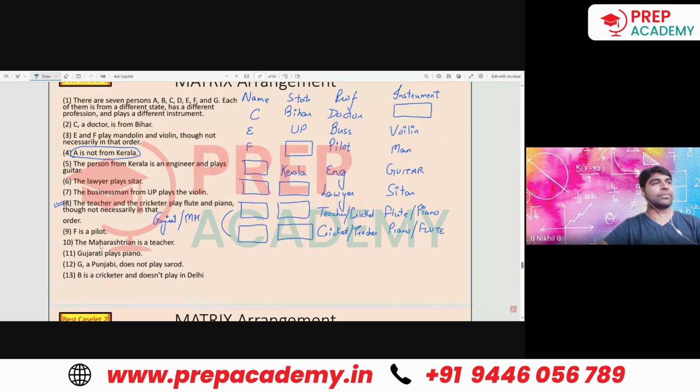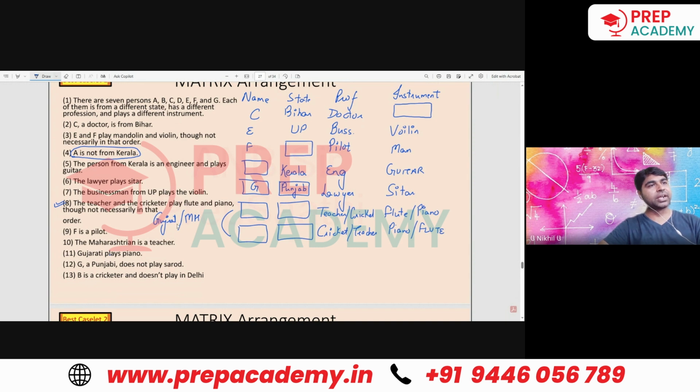Gujarati plays piano. We have done. G, a Punjabi. So G is a Punjabi. Now F is coming here, and for sure that G has to come here only because one more state is to be filled, right? G cannot come here because he would become a person from Kerala. G cannot come here because this person cannot be from Punjab. They have to be from Gujarat or Maharashtra only. So that is the reason. G does not play sarod. And yes, we know that a Punjabi will play sitar now.